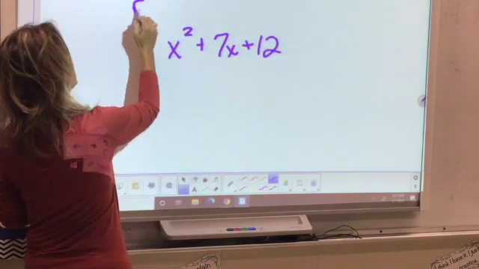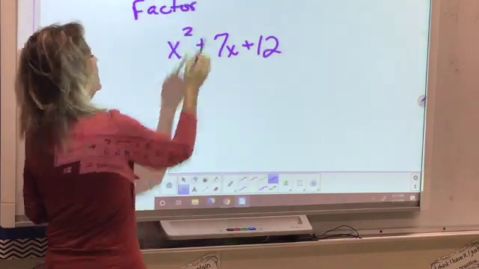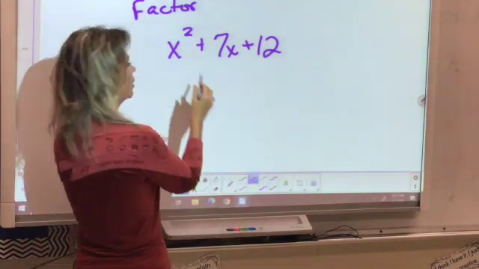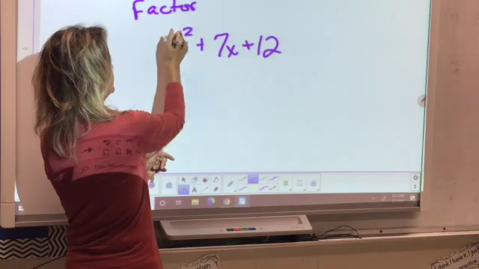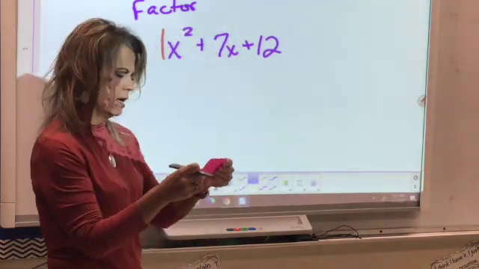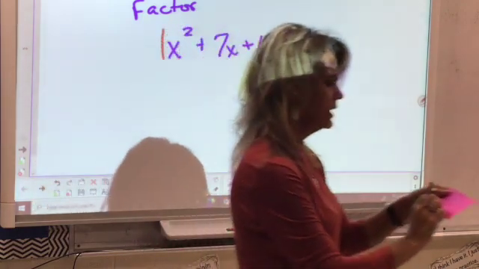And your instructions were to factor. And when we do this, when our coefficient of our quadratic term is 1, we can use the quick trip.